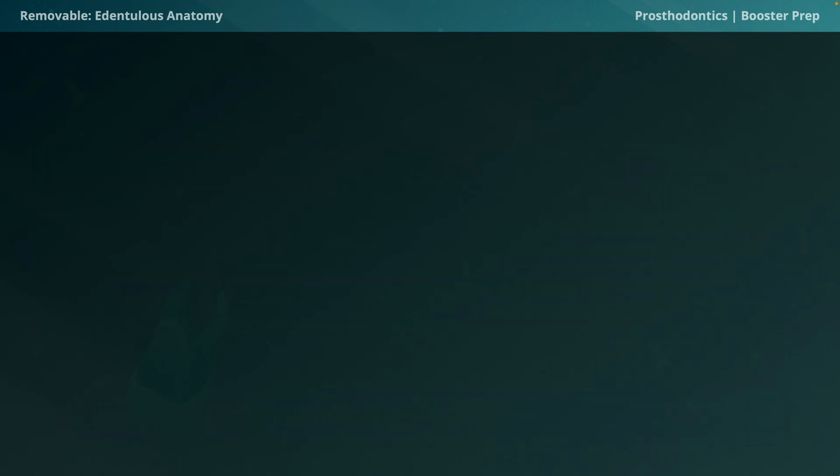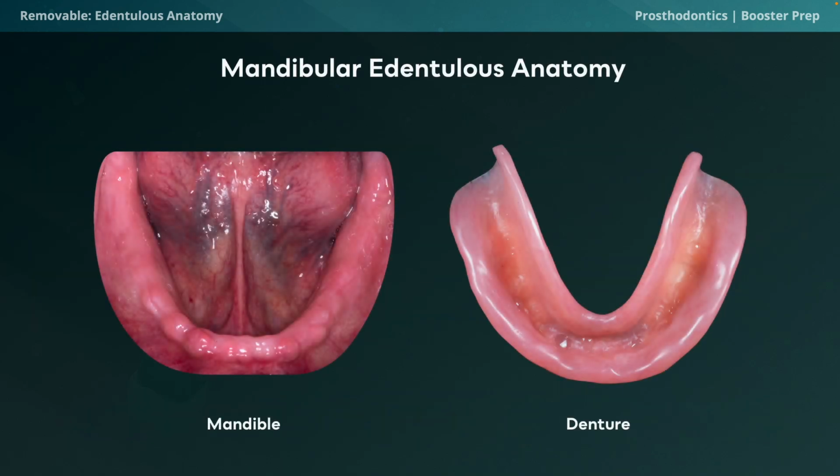Alright guys, enough of the maxilla. Now let's move on to identifying some important mandibular edentulous structures. Like the maxilla, here we have the labial and buccal frenum, but in the mandible, we also have a third frenum called the lingual frenum, which connects the bottom of the tongue to the floor of the mouth.